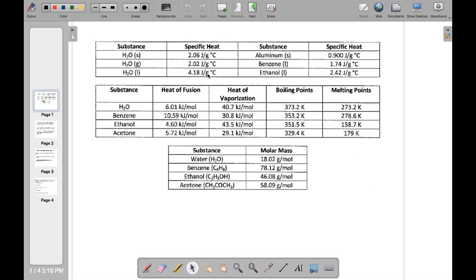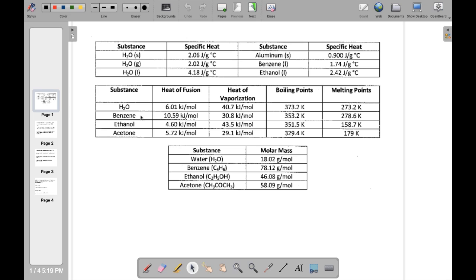And if you look here, we have to make sure we understand the units. This is joules over grams times Celsius. They also provided us with the specific heat of some other substances: aluminum when it's a solid, benzene when it's a liquid, and ethanol when it's a liquid. Yet again, keep in mind the specific heat of a substance depends on the phase that it's in, because the intermolecular forces will be greater or weaker. So it's going to take more or less heat to break those forces apart.